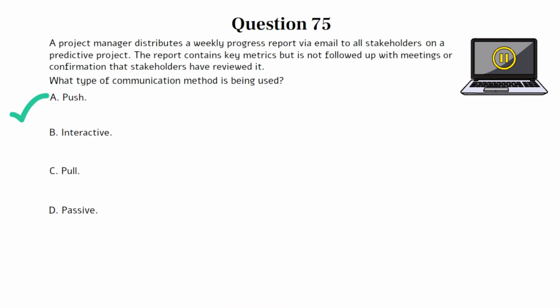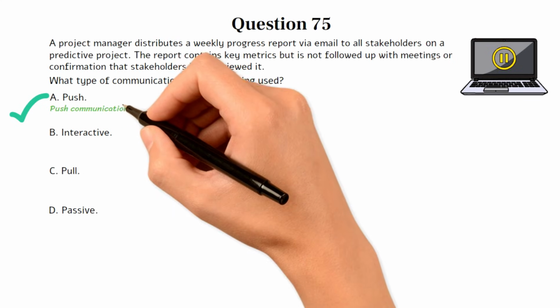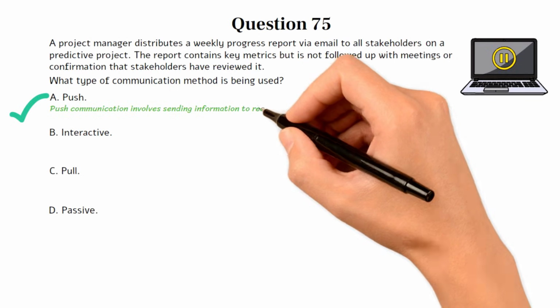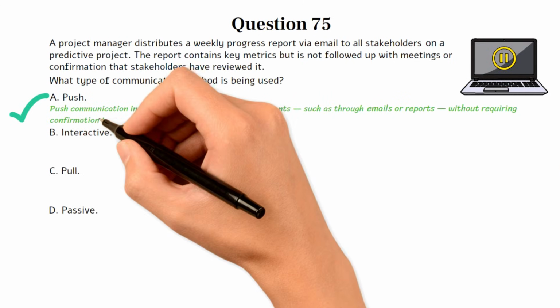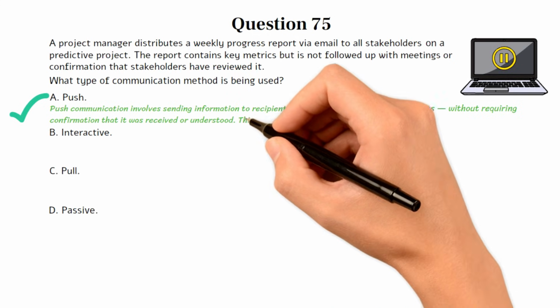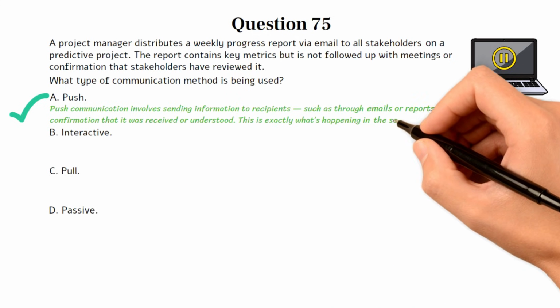This question tests your understanding of communication methods in a predictive project environment. PMI defines 3 core methods: push, pull, and interactive. Each is suited to different stakeholder needs and levels of engagement. Choice A is the best option because push communication involves sending information to recipients, such as through emails or reports, without requiring confirmation that it was received or understood. This is exactly what's happening in the scenario.